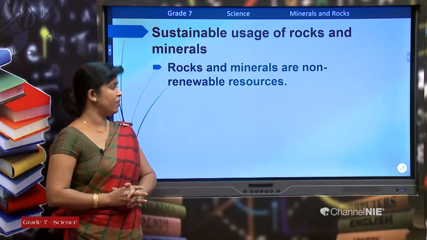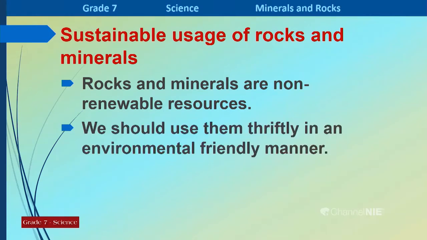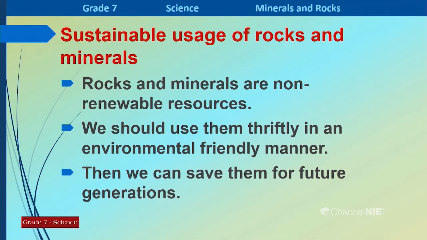Rocks and minerals are non-renewable resources. Non-renewable resources means these resources cannot be used again and again, right? If they are over on the earth, then we will lose them forever. We should use them thriftily in an environmental friendly manner. We have to think about the future generations and use them in an environmental friendly manner. Then we can save them for future generations. Always we have to think about the future. We are living at present, but we have to think about the future. We have to save them by thinking about the future generations.